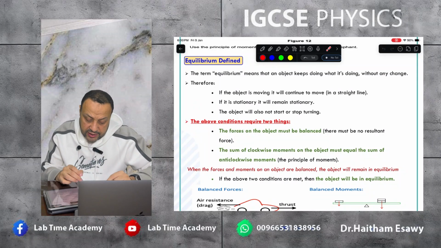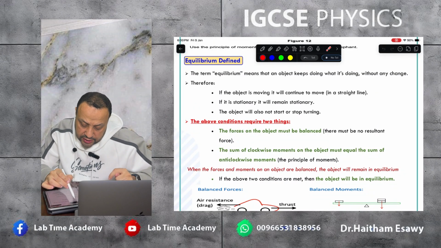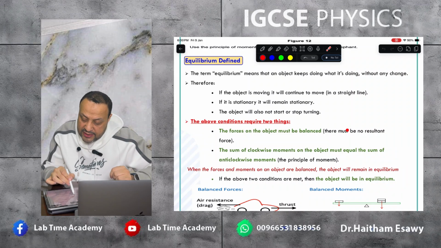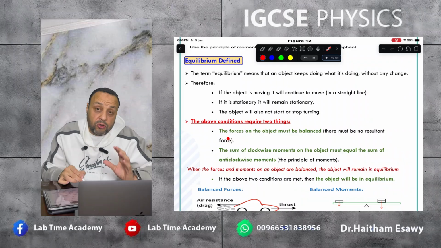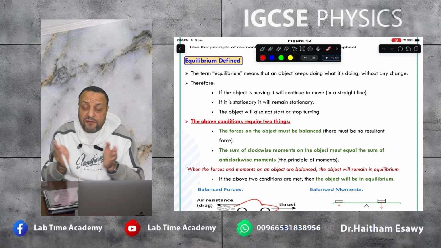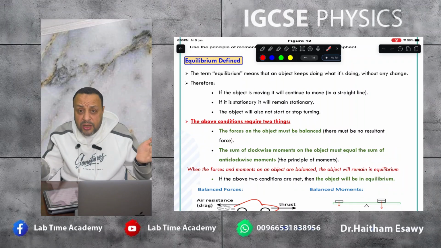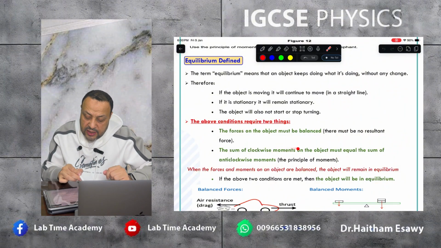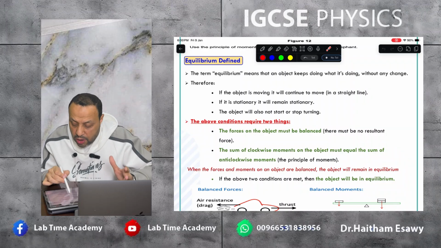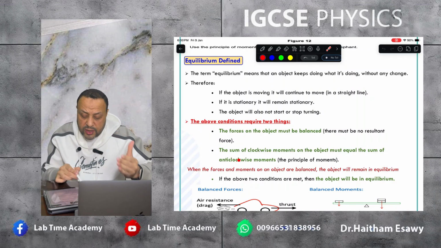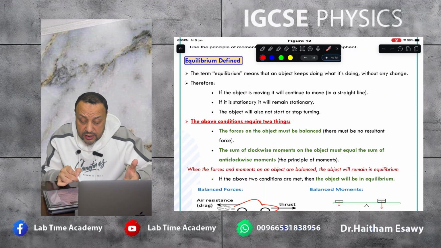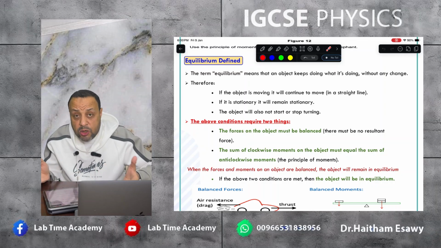So here the above conditions require two things. The forces on an object must be balanced, so there is no resultant force. As I said, the total forces affecting the object must be equal 0. And the same thing, the principle of moments. The sum of the clockwise moments on an object must be equal to the sum of the anti-clockwise moments. So here we have two conditions. If the two conditions are present, so the object is in equilibrium.